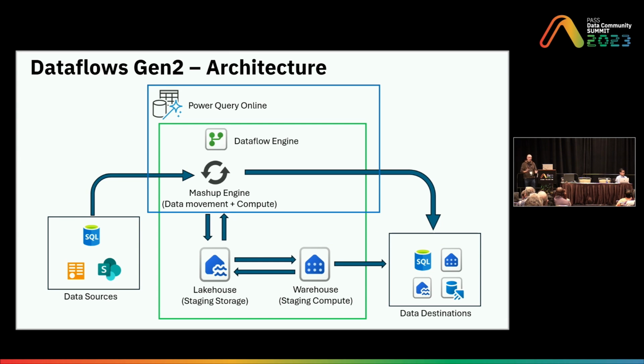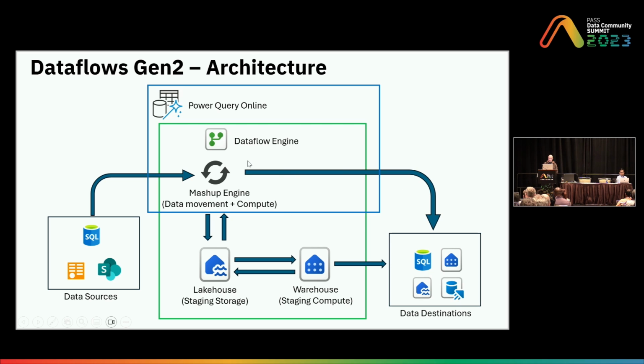What you see here is the different modes of executing a data flow. We have data sources on the left. You bring that data in through the mashup engine. This is the underlying M engine in Power Query that allows you to ingest some data. Now you have the option of doing that on the fly without any sort of staging to perform some transformations and data movement, and then ingest the data into a data destination.